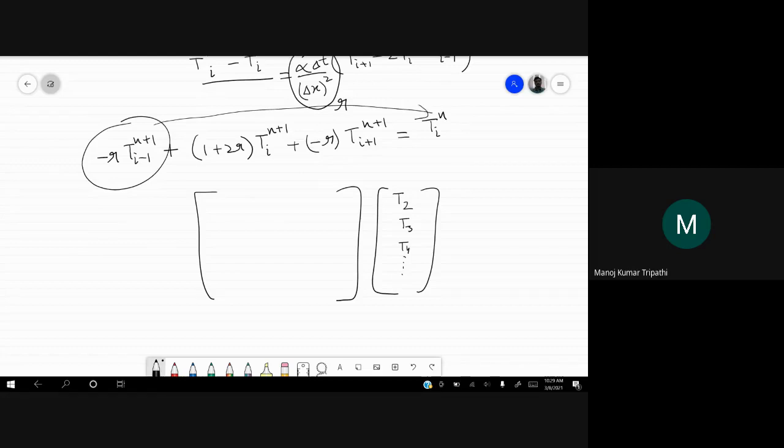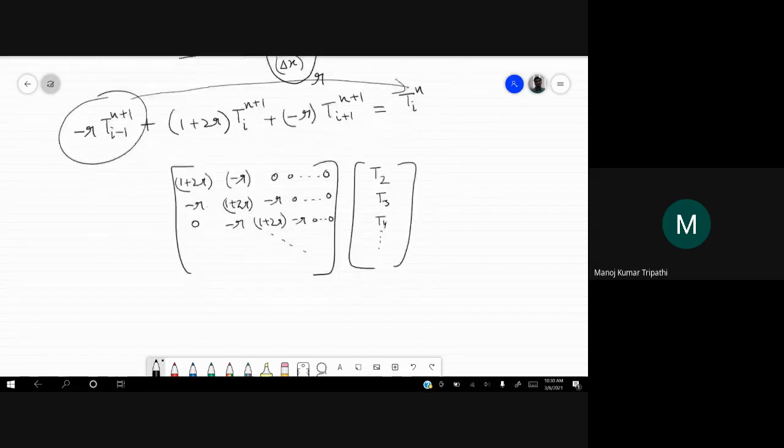Okay, all the knowns you can send to the right hand side, and this coefficient matrix will be 1 plus 2R, minus R, 0, 0 and so on, because in the first equation when you put I equal to 2, you will have T2 and T3. Similarly, if you put I equal to 3 here, you will get minus R, 1 plus 2R, minus R, 0 and so on. Then 0, minus R, 1 plus 2R, minus R, 0, 0 and so on. So this is the tridiagonal matrix that you get when you do this.